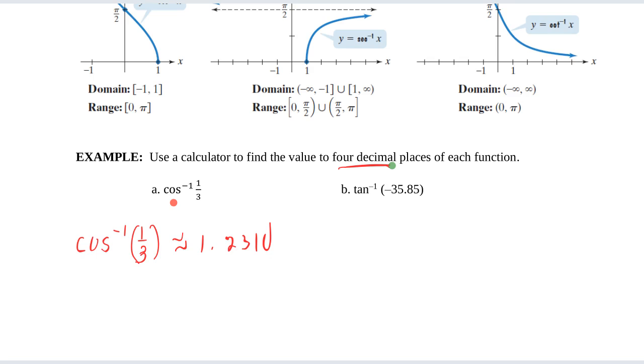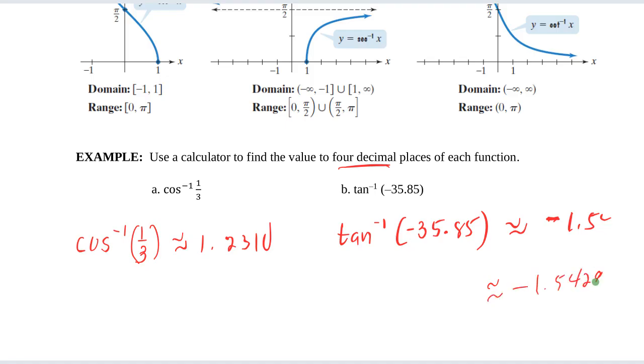Same thing with the second statement. You can go ahead and compare your answer and see if we are getting the same result. This is approximately equal to negative 1.5429. Okay, hold on, let me just write it in here. So negative 1.5429. All right, there you go.